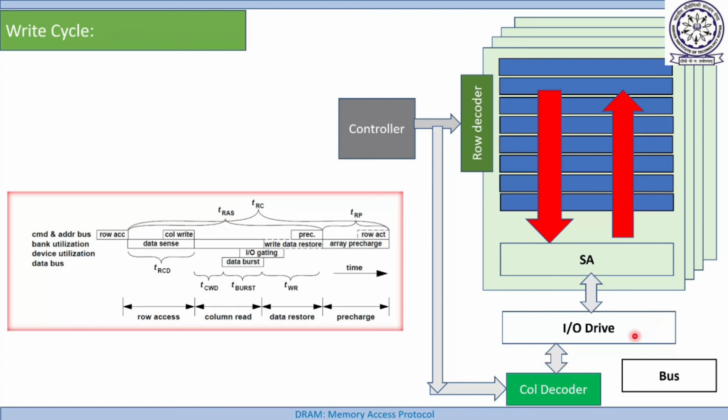To perform this write operation, we need T_CWD plus T_bus time, because T_CWD is the time after which the controller will write the data to the data bus, and then it will take T_bus amount of time for the data to travel and become available to this DRAM, and then again T_WR time is required to restore the data back to the row. So this is the total time, and as I explained in the previous slide, this part and this part are performed simultaneously with the restoration part. So T_RAS plus the pre-charge time applies here for the write cycle also. So the read cycle and write cycle are the same thing here.